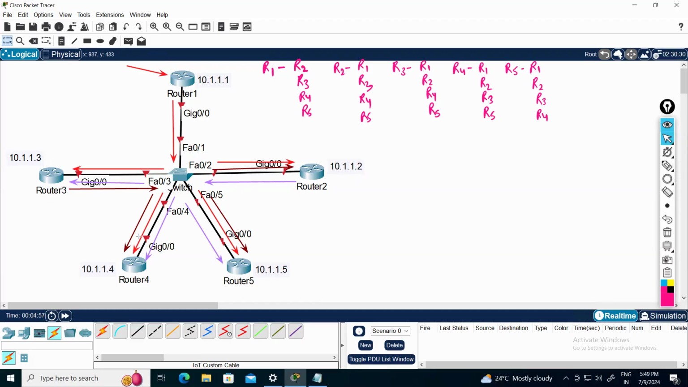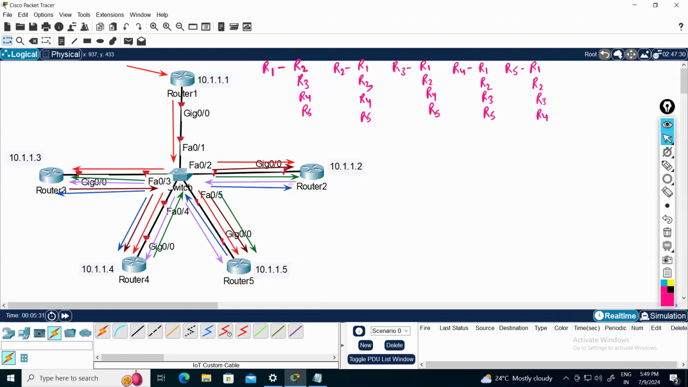Same way, R4 also received. Now R4 will also inform all its neighbors. Correct. Send it here. Send it here. Send it here. Same way, R5 also received the information. So R5 will also inform here, here, and here. This is just the information that R1 shared.